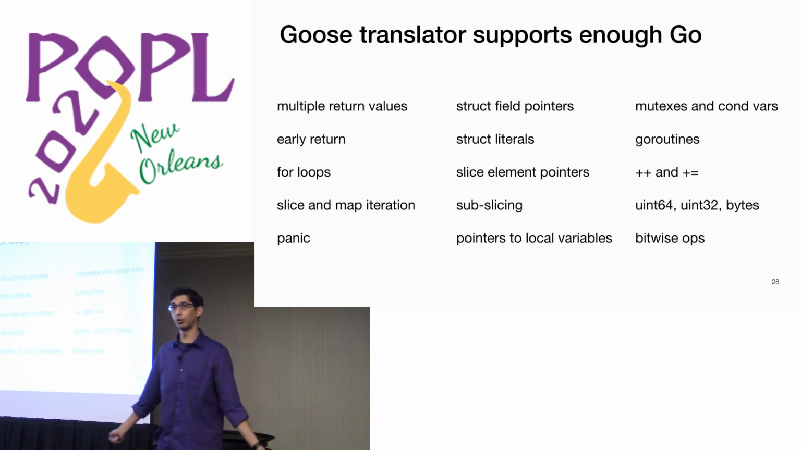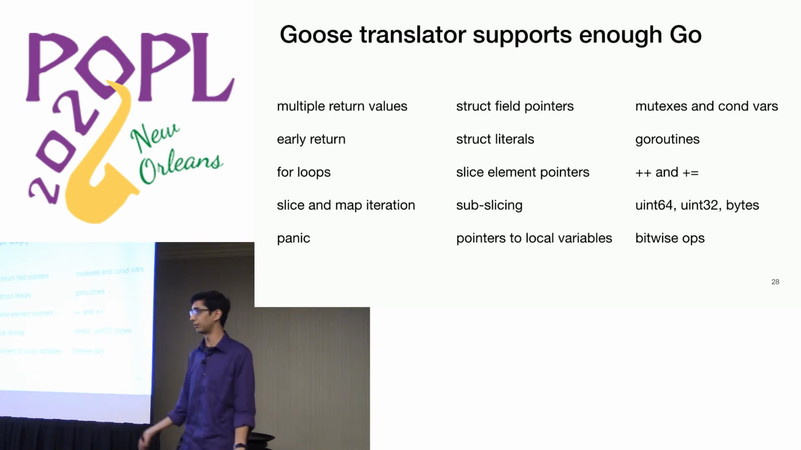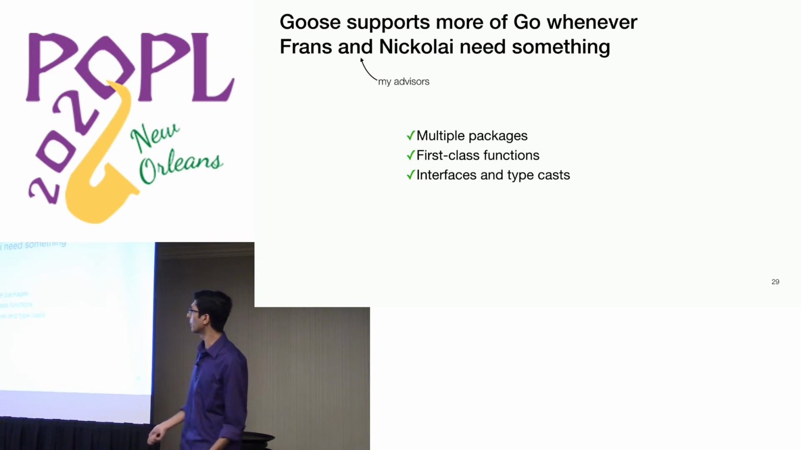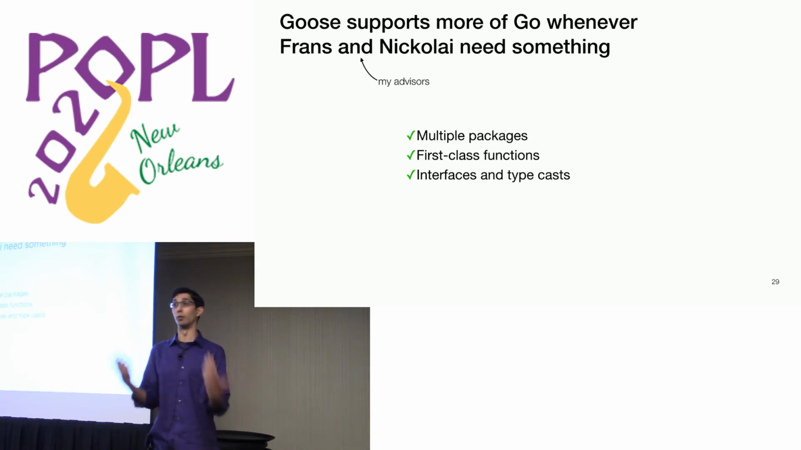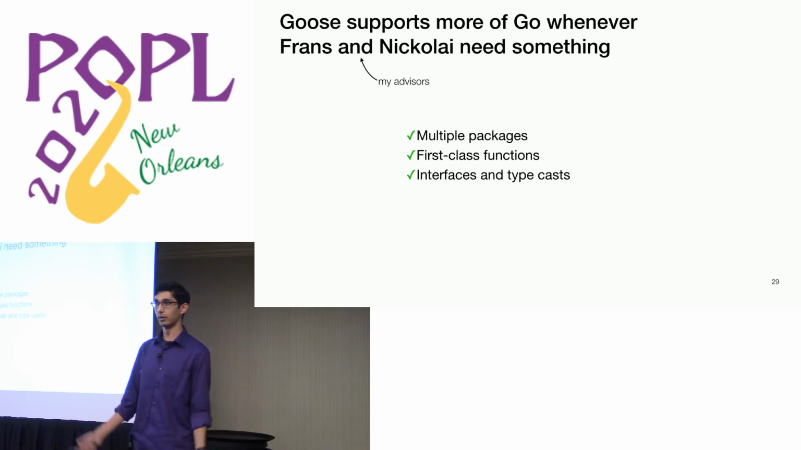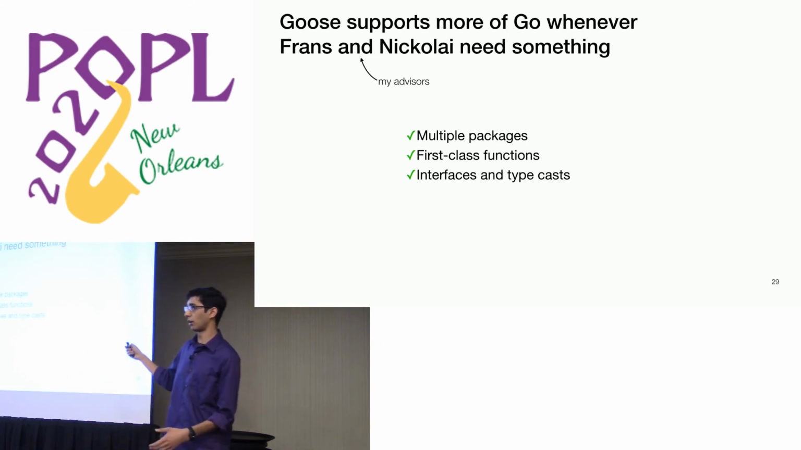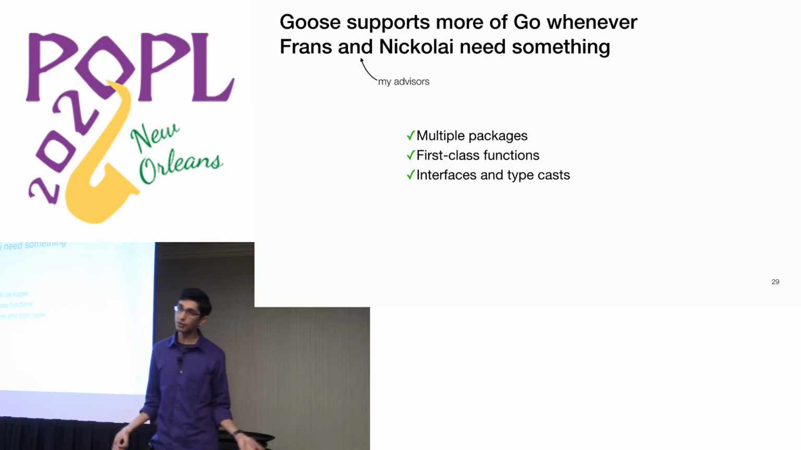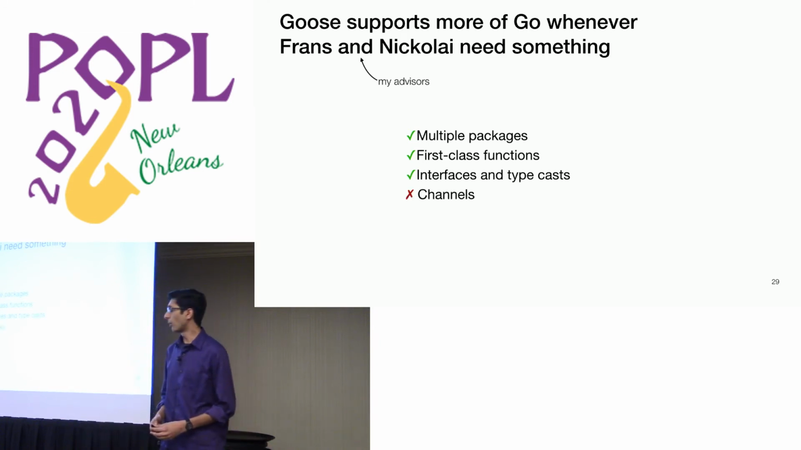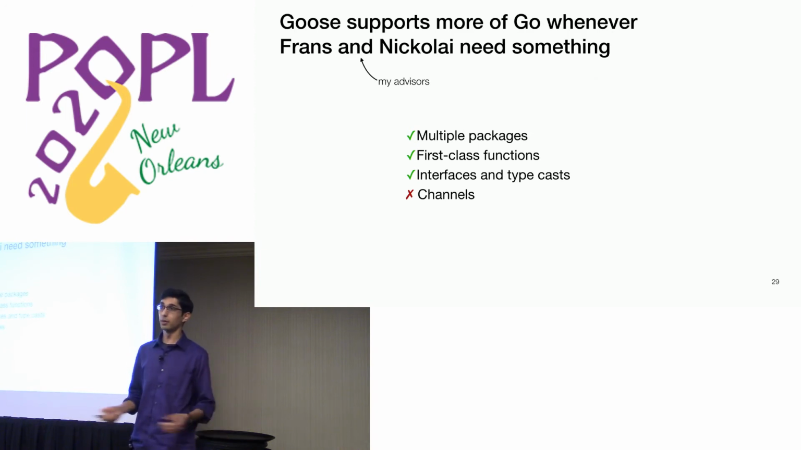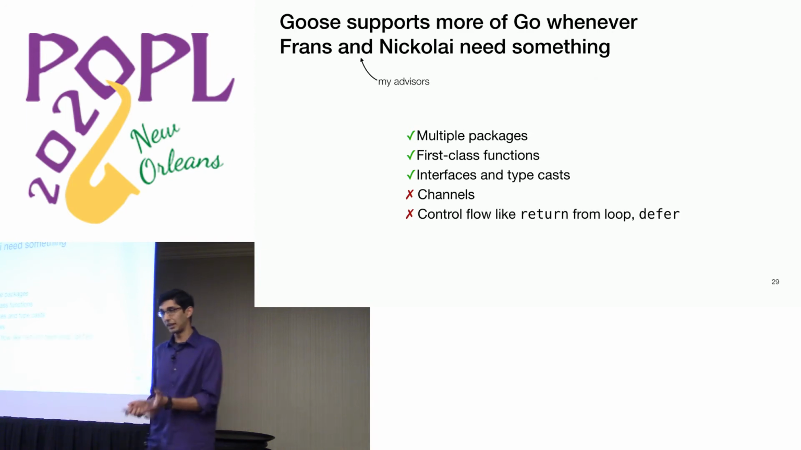The Goose translator supports a bunch of Go. I won't go into all these features. I think the more important point is that whenever Frans and Nickolai, who are my advisors, write some code that needs more of Go, then usually that gets supported. Definitely on my to-do list is to support multiple packages, probably first-class functions, and probably interfaces. We're not going to support channels because we don't need them. And more sophisticated control flow.